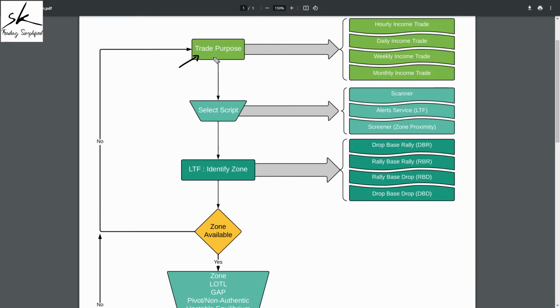So now the question is, what do we mean by trade purpose? Trade purpose basically implies the expected duration of the trade. And the duration of the trade is from the time you enter the trade to the time you exit the trade. So now the question is, why are we starting with the trade purpose?